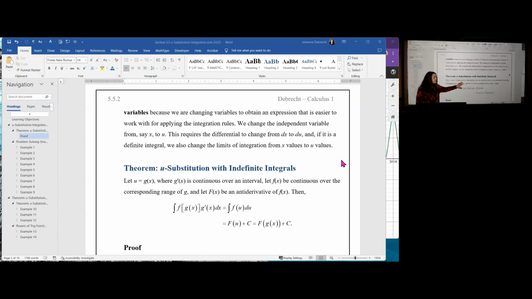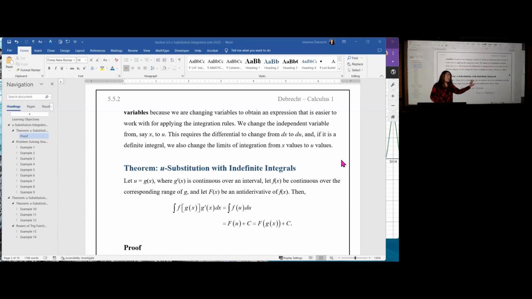We want the derivative of g to be continuous over some interval, let's say from a to b. Then we want another function, which we're going to call f, and we want f to be continuous at the corresponding range of g. In other words, the derivative of g is continuous on a to b. And if I take a to b and put it into g, I get out y values. Those y values are going to go into the function f because f is composed with g. So I need the outside function f to be continuous at the corresponding range of g.